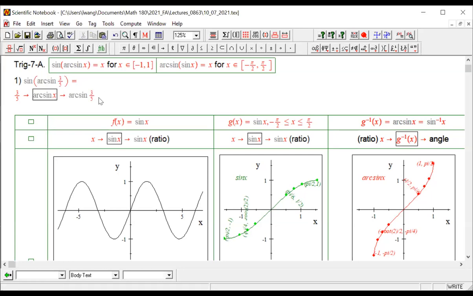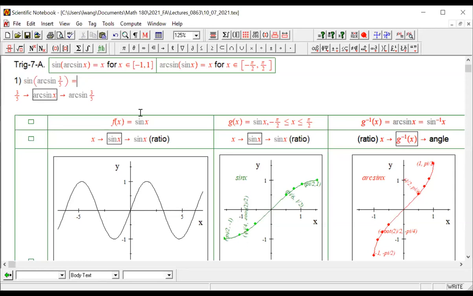This is an angle. So when you see this, you should know this is an angle. Not only do you know this is an angle, you also know that this angle is between negative pi over 2 and pi over 2. You guys follow me?